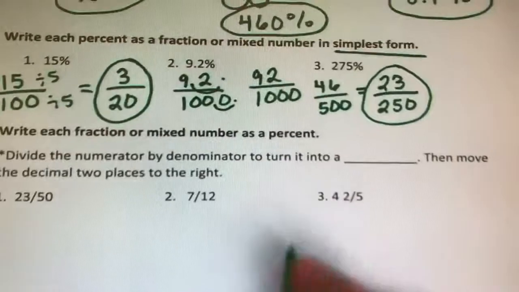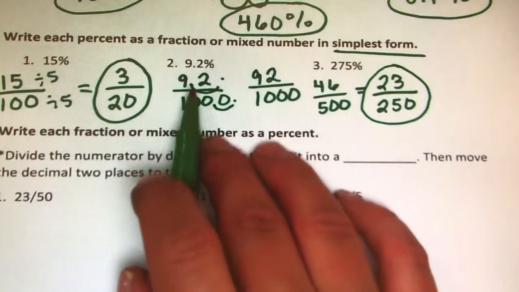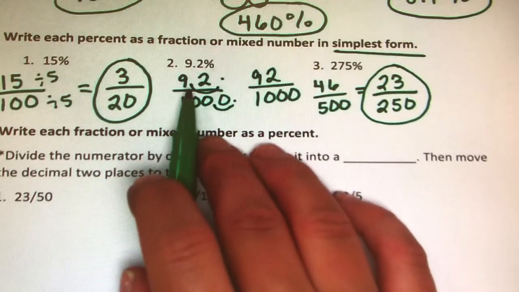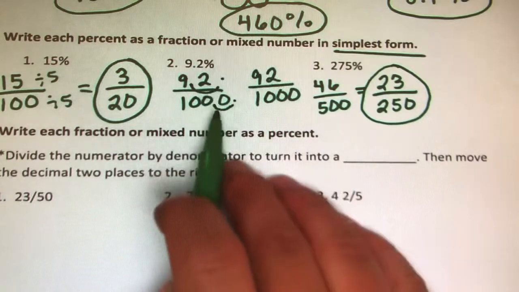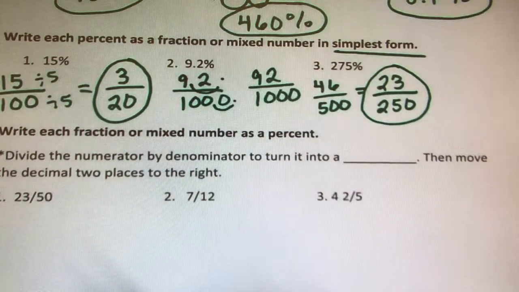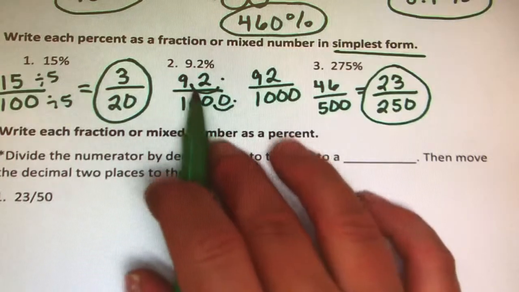Okay, so when you have a decimal one, we don't want decimals in the numerator. So by multiplying by 10, I can move the decimal over. But just remember, if you do it to the top, you have to do it to the bottom to keep it equivalent. So I changed the 100 to 1,000 and the 9.2 to 92.